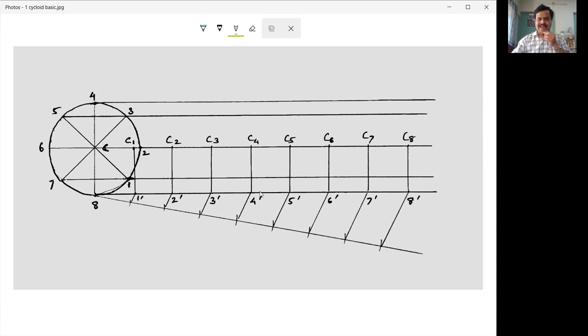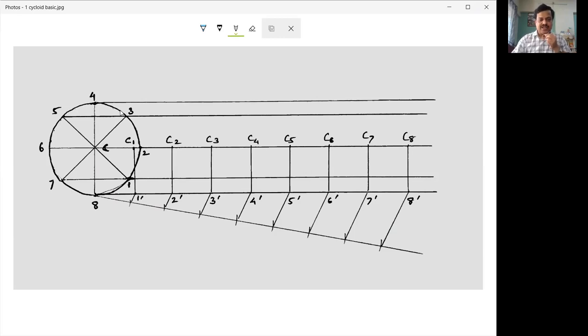So this line 8 to 8 dash is the ground line. This wheel is rolling on the ground. Now if I consider any point on the circumference of this wheel, let us say point 8, this point is going to travel along some kind of a curve. That curve is called a cycloid, and we need to trace the path of any one point on the circumference of this wheel. Let's learn the method for tracing this path.